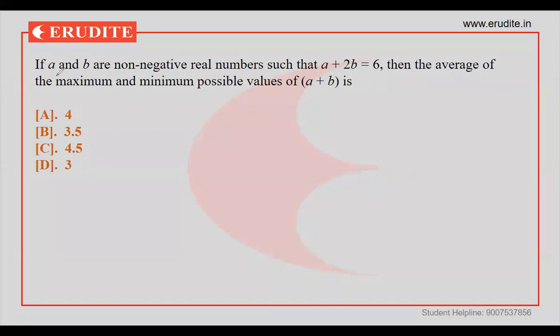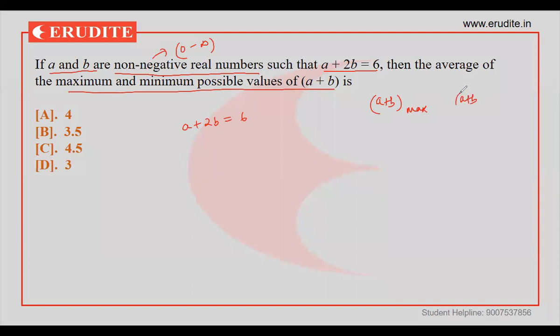Hello everyone. So we are going to discuss this question. If A and B are non-negative real numbers, so non-negative real numbers start from 0 to infinity, such that A plus 2B equals 6, then find the average of the maximum and the minimum possible value of A plus B. So guys, A plus 2B is equal to 6. I need to find the maximum value of A plus B and the minimum value of A plus B.